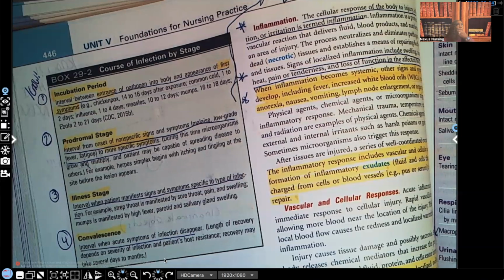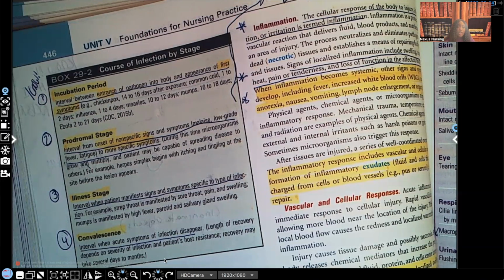Don't be so hung up on the days. Make sure you know what the incubation period means. Okay, it's the interval between the entrance of the pathogen into the body and the appearance of those first signs and symptoms of infection that the patient has.